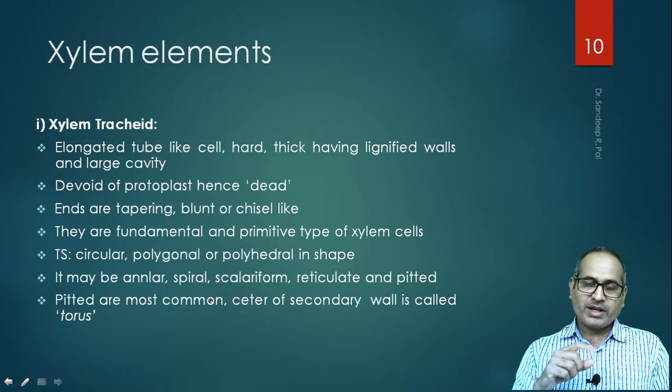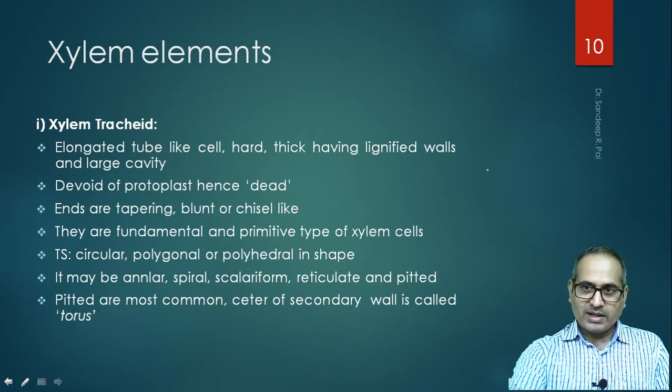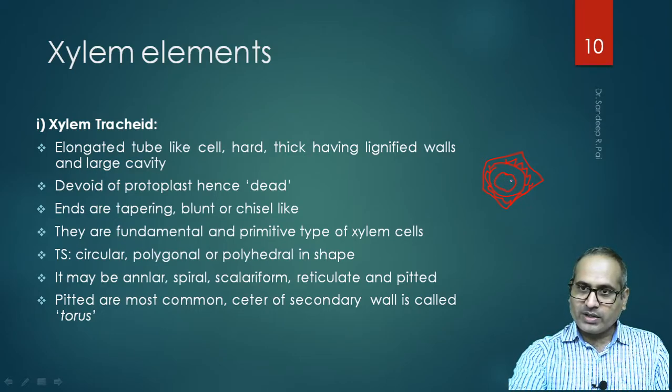When we say it is pitted, I'll try to draw over here. If this is a cell, into that cell you will see there will be a pit. That means this all is covered with some other material like lignin, right? And there is a bordered pit into this. The central lumen or the central space in case of this pitted xylem tracheids is known as torus.